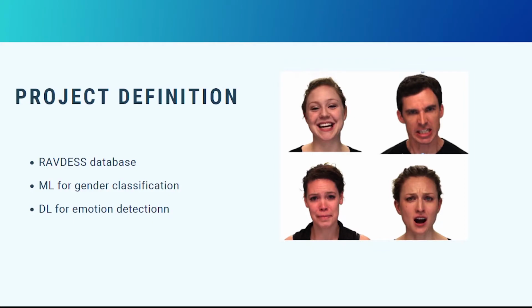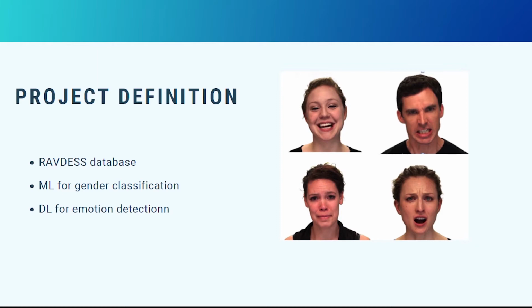We developed our project using a Kaggle database called RAVDESS. This dataset is composed of 1,440 audio files of distinct people, women and men, saying the same two test sentences but emphasizing different emotions: anger, happiness, sadness, calm, neutrality, surprise, fear, and disgust.